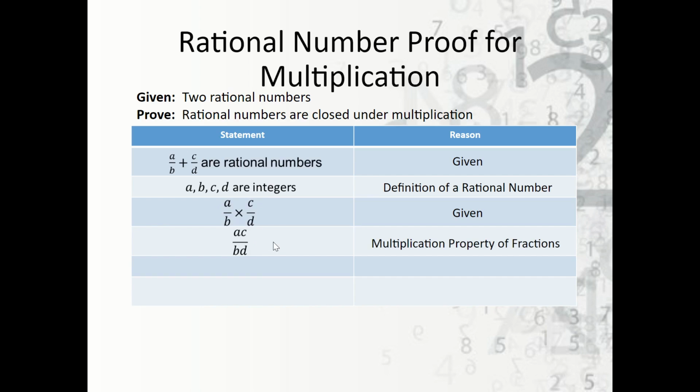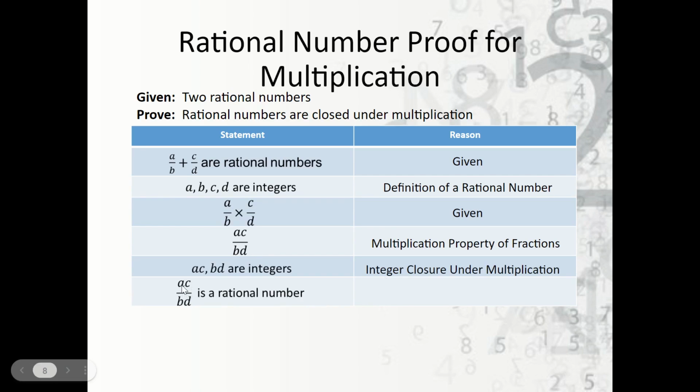And that's just the multiplication property of fractions. Now, we need to determine, are AC and BD integers? Well, we're multiplying an integer times an integer, so by integer closure, when we multiply two integers together, we always get another integer. That holds true for both the numerator and denominator. So therefore, AC and BD are integers because of integer closure under multiplication.